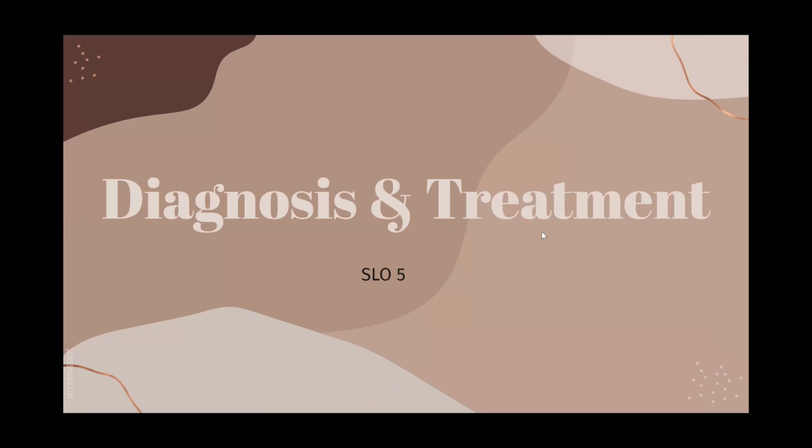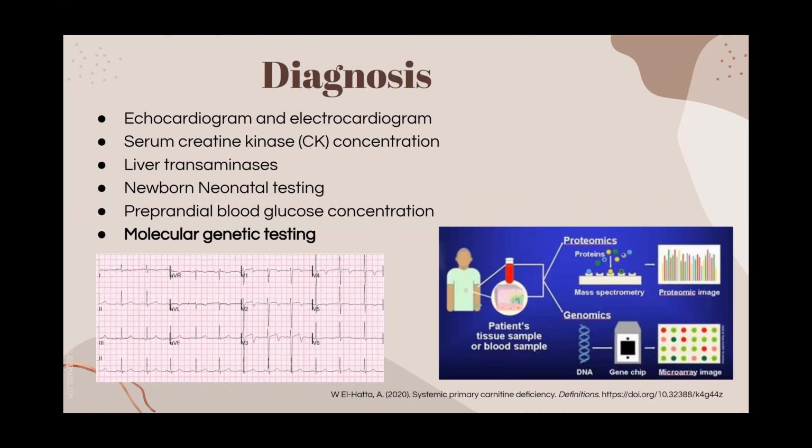So now going into the diagnosis and treatment. First, with the diagnosis, the first things a physician will likely order with the symptoms mentioned earlier would be an EKG to see how the heart is functioning. Another thing would be serum creatine kinase concentration. This is to see what is going on with the carnitine. It can see if there's something related to that. Next would be liver transaminase.